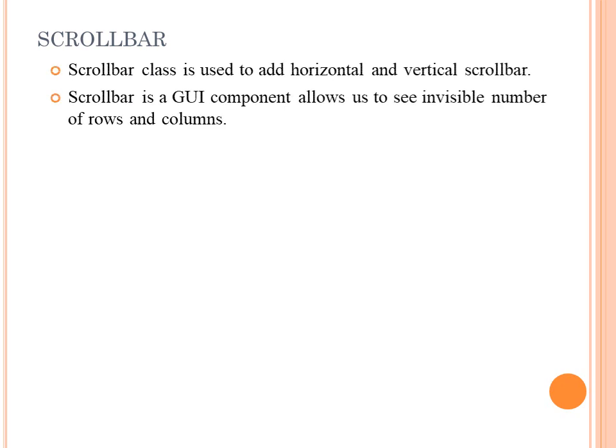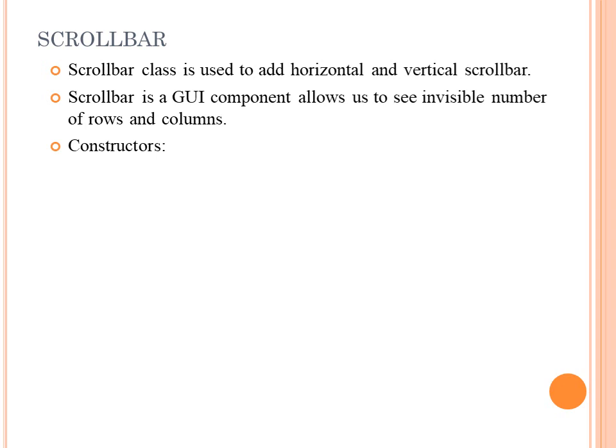Okay, so moving on to the next part, your scroll bars. Now everyone is aware of what a scroll bar is. It is used to scroll you vertically and horizontally in a window. The ScrollBar class is used to add horizontal and vertical scroll bars. A scroll bar is a GUI component that allows you to see a visible number of rows and columns.